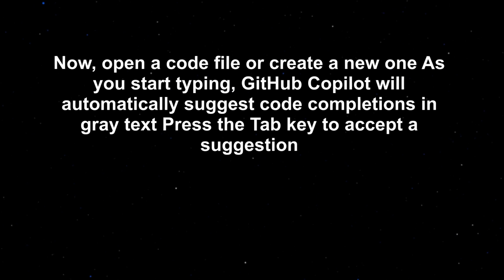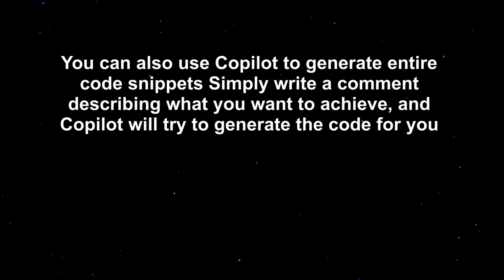Now, open a code file or create a new one. As you start typing, GitHub Copilot will automatically suggest code completions in gray text. Press the Tab key to accept a suggestion. You can also use Copilot to generate entire code snippets. Simply write a comment describing what you want to achieve, and Copilot will try to generate the code for you.